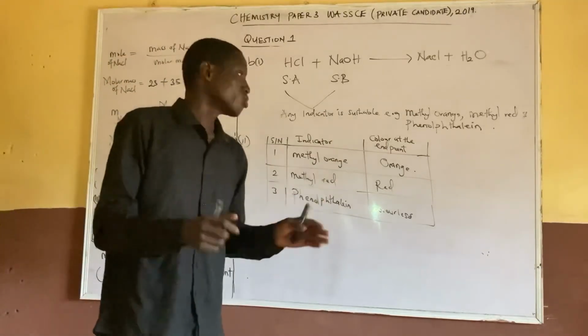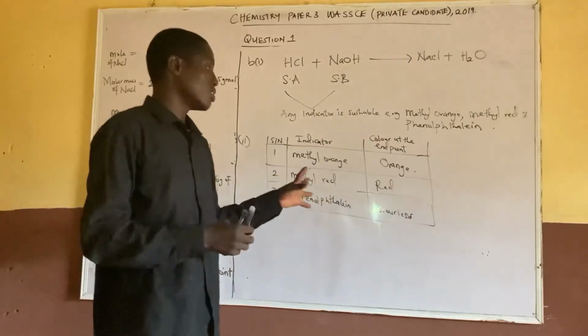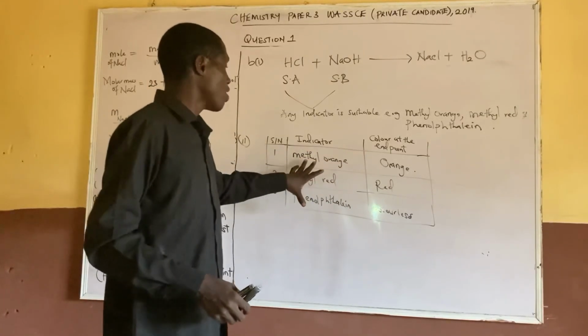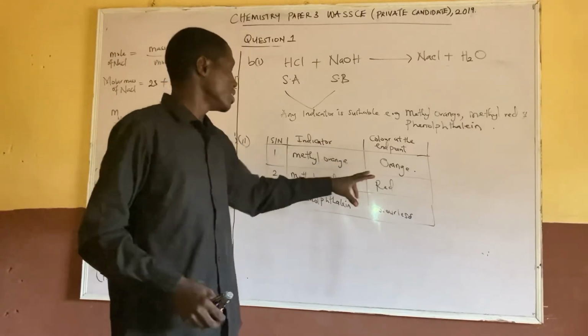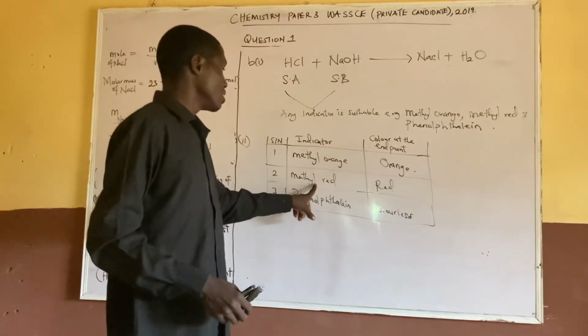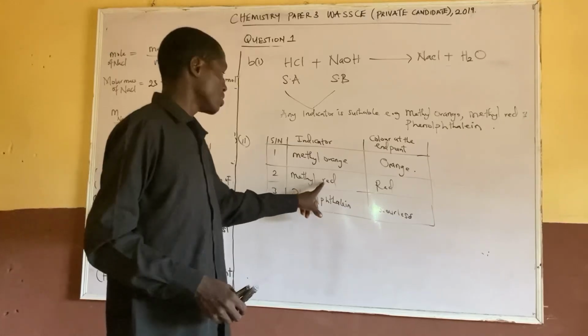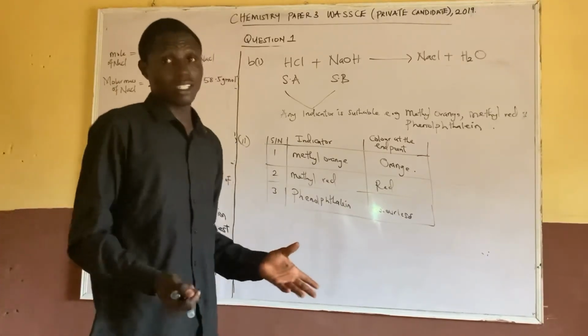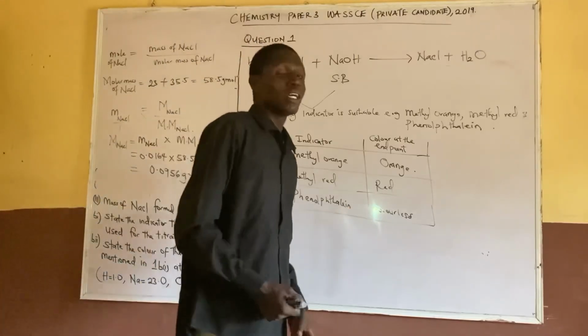But just know that in real practical work, you understand what I'm saying. But we know that for methyl orange, the color at the end point is orange. For methyl red, you can see red. We have red color, and the phenolphthalein is colorless. So we have colorless at the end point.